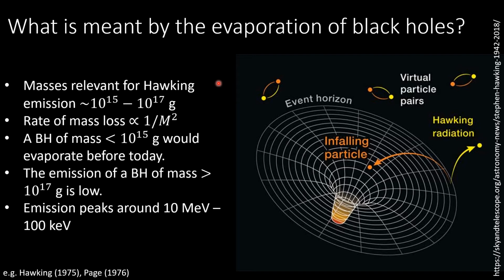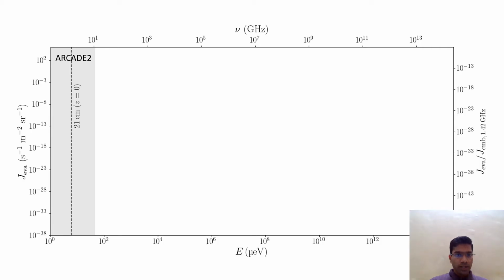Also, the emission for these black holes peaks in the range of 10 mega electron volts to 100 kilo electron volts. But we can already see that this energy range is very far from the energies that we are interested in, which lies in the radio wave band, for which the typical energies are in the micro electron volt scale. So we are going to expect very small numbers. Let us now look at the results in a more quantitative fashion.